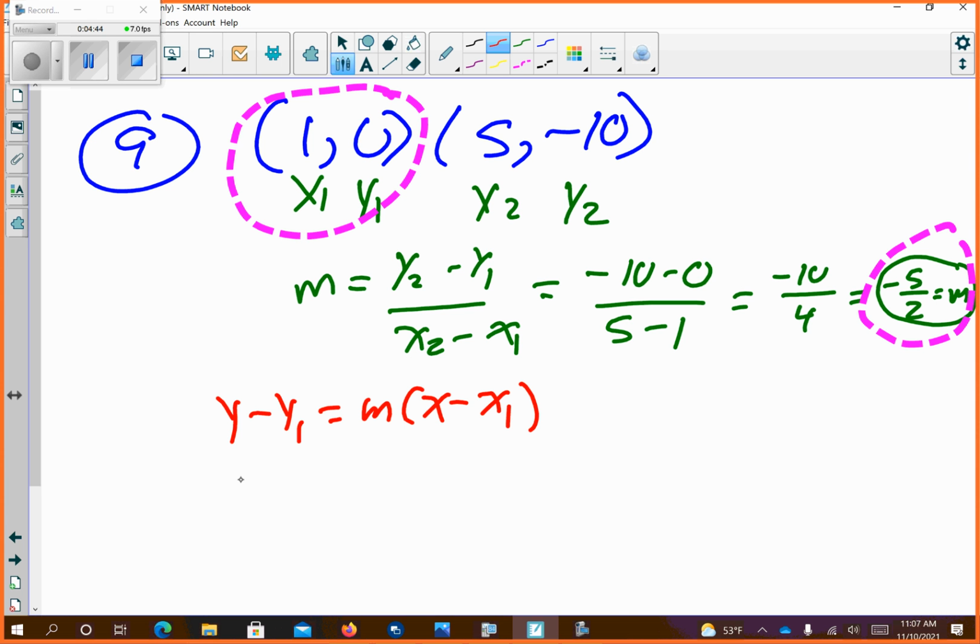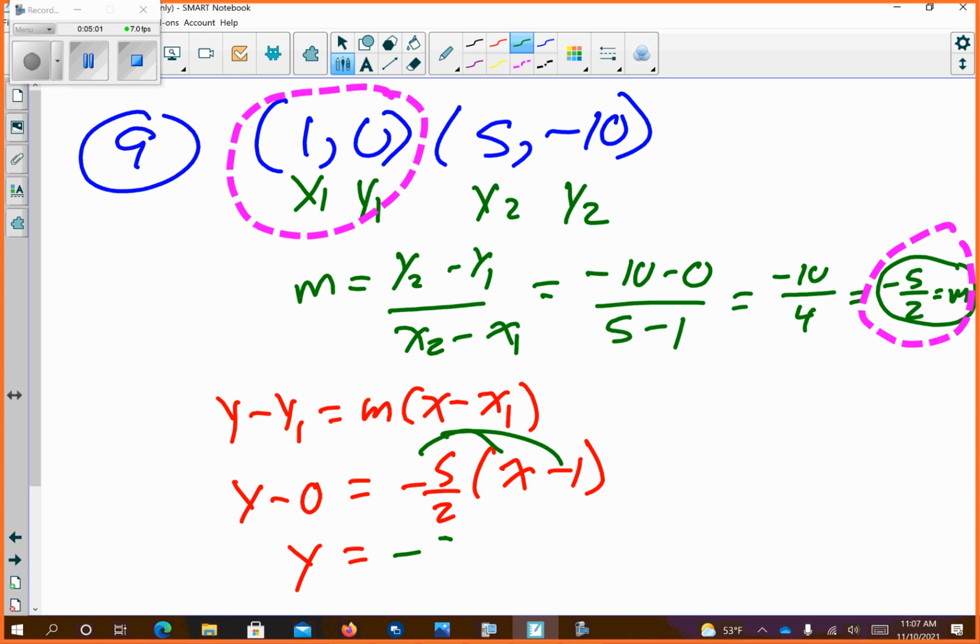I'm going to plug those in. So I get y minus 0 equals slope, which is -5 over 2, x minus 1. What's y minus 0? It's just y. And then I'm going to distribute. Negative 5 over 2 times x is negative 5 halves x. Negative times negative is positive. 5 over 2 times 1 is 5 over 2.